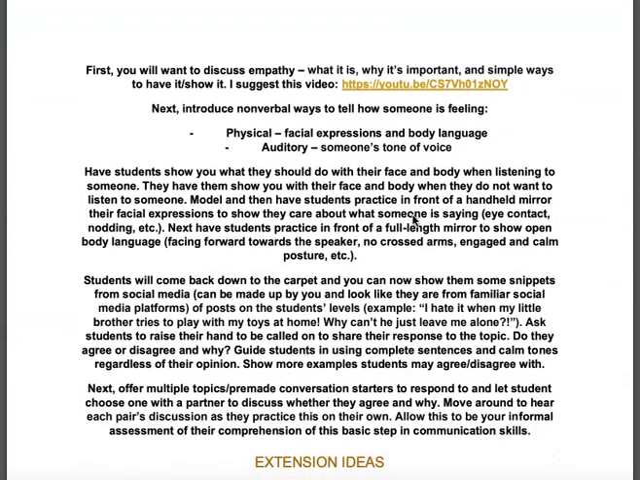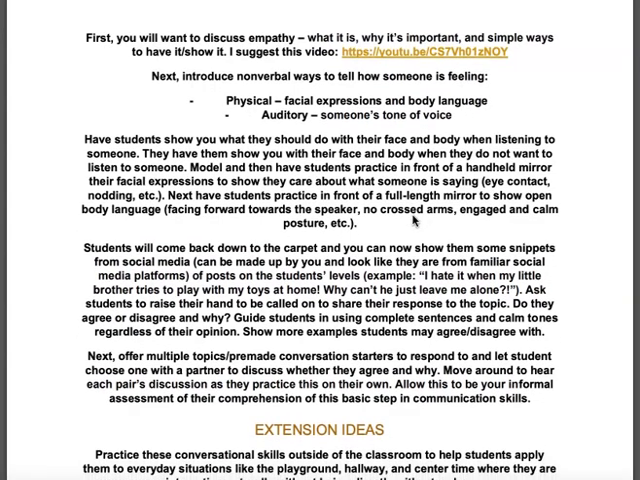So we were really talking about those communication skills between students when they're interacting online. First we watched this video to discuss empathy further. And then we talked about nonverbal ways to tell how someone is feeling, or how we end up showing others the way we feel. So physical nonverbal cues were facial expressions and body language, and then auditory is our tone of voice, and words that we use to describe our feelings.